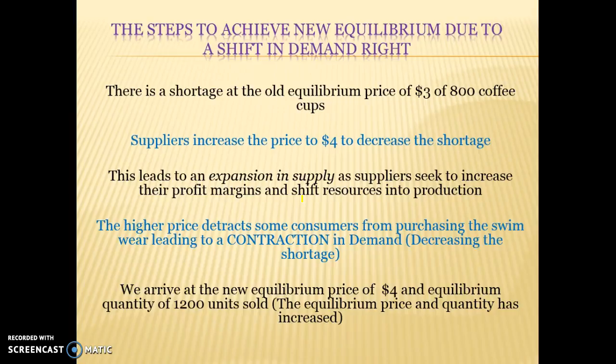So stepping it out quickly, there's a shortage at the old equilibrium price of $3 of 800 coffee cups. Suppliers increase the price to $4 to decrease the shortage. This leads to an expansion in supply because of the higher profit margins and a contraction in demand. That gets rid of the shortage, and we arrive at a new equilibrium price of $4 and equilibrium quantity of 12,000 units sold. Both the price and quantity have increased.